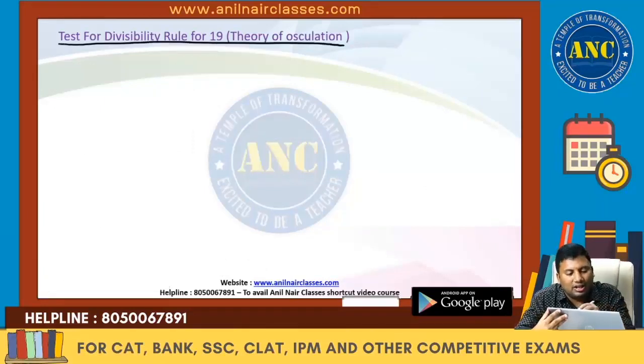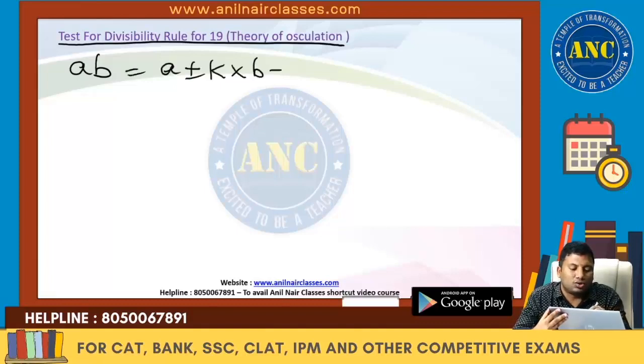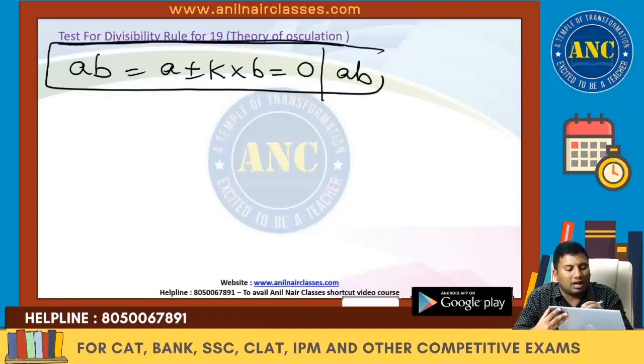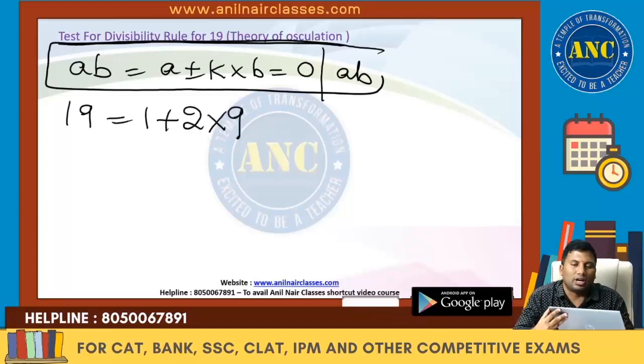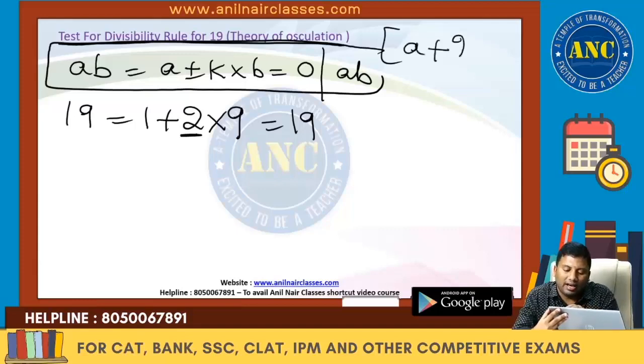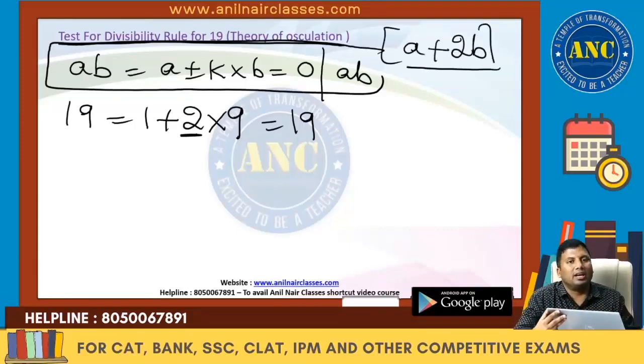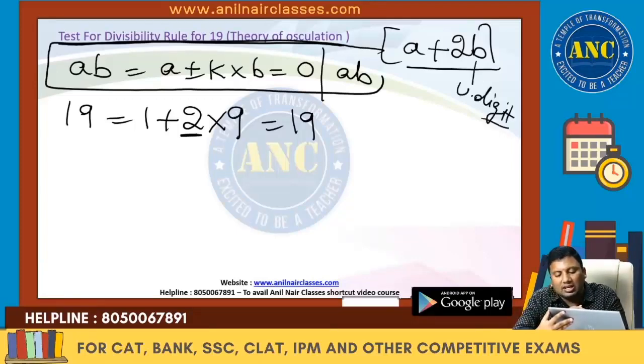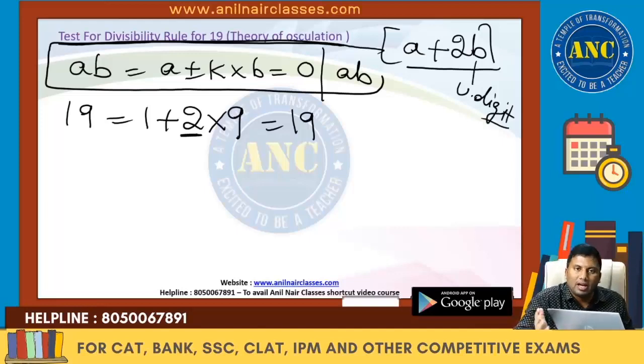Divisibility rule for 19. Theory of oscillation states that if B is the unit digit, A could be any number of digits. A plus or minus K into B is either 0 or a multiple of AB. 19 can be written as 1 plus 2 into 9. So here we are doing 2 into the unit digit. So the divisibility rule for 19 is A plus 2B. What is B? B is the unit digit. A is nothing but any number of digits before B. I hope it is clear.